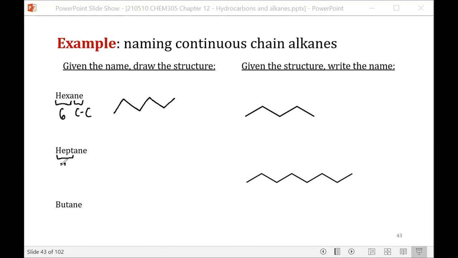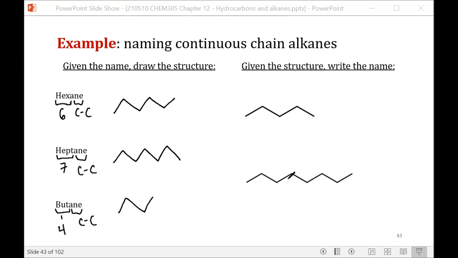So heptane, hept means 7 from the prefix table on the previous page. And the ane means it's all carbon to carbon single bonds. So we want 7 carbons in a row, all connected with single bonds. 1, 2, 3, 4, 5, 6, 7. Butane, the prefix but means 4, and the ane ending means that there's only carbon to carbon single bonds. So we're going to have 4 carbons, 1, 2, 3, 4, all connected with single bonds.